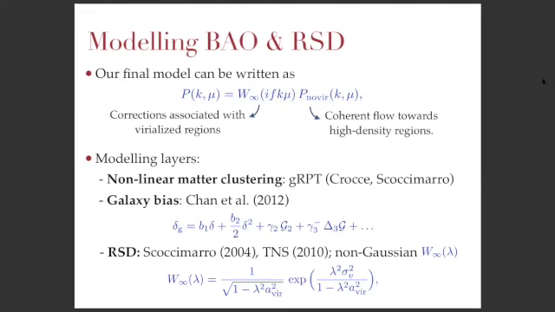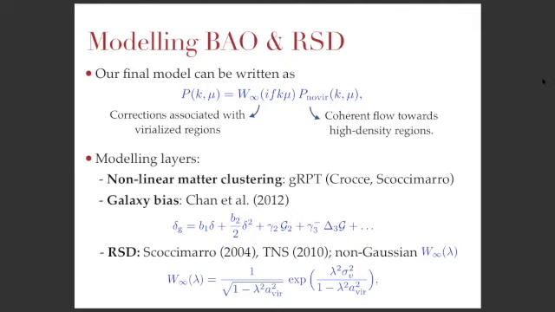The recipe that we use for the 2D power spectrum as a function of k and mu can be written as a product of two functions. This is typical for many other recipes as well. One of these two functions is the non-virial power spectrum, that is, the nonlinear power spectrum that describes the redshift space distortion effect of the coherent flow of matter towards overdensity regions.